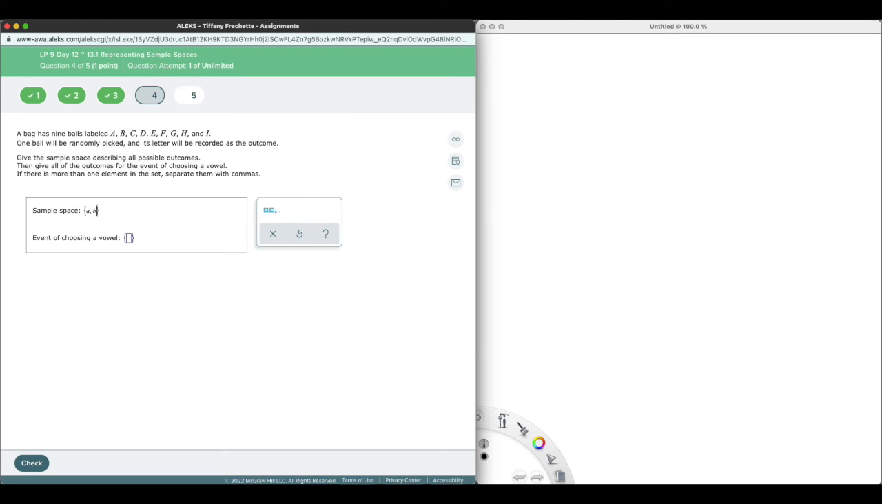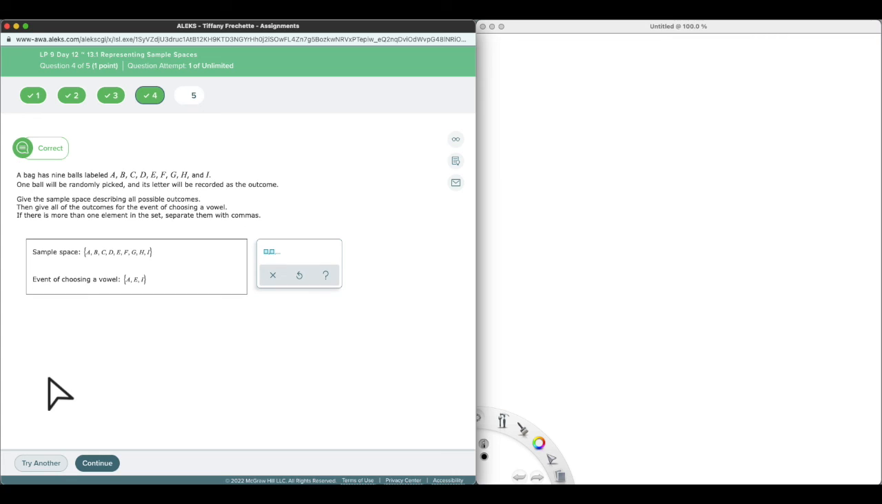So the sample space is all of them. I'm going to do capitals. A, B, C, D, E, F, G, H, I. So all of them are in my sample space. But the event of choosing a vowel, that's a little bit more limited, because now I'm only going to choose the vowels. So it would only be A, E, and I. Those are my only 3 vowels there. So it just wants us to list what are the possible options there to get what I want if I'm trying to choose an outcome.